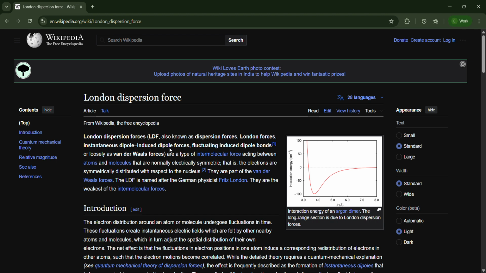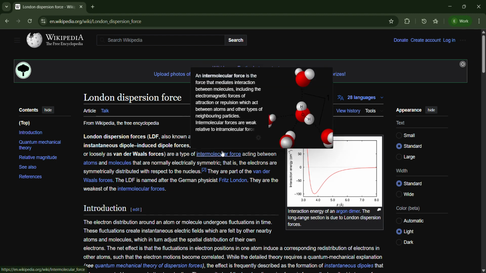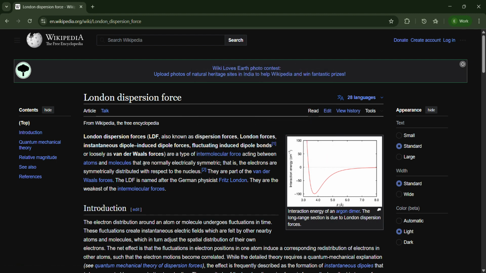London dispersion forces, LDF, also known as dispersion forces, London forces, instantaneous dipole-induced dipole forces, fluctuating induced dipole bonds, or loosely as van der Waals forces, are a type of intermolecular force acting between atoms and molecules that are normally electrically symmetric. That is, electrons are symmetrically distributed with respect to the nucleus. They are part of the van der Waals forces. The LDF is named after the German physicist Fritz London. They are the weakest of the intermolecular forces. Okay.